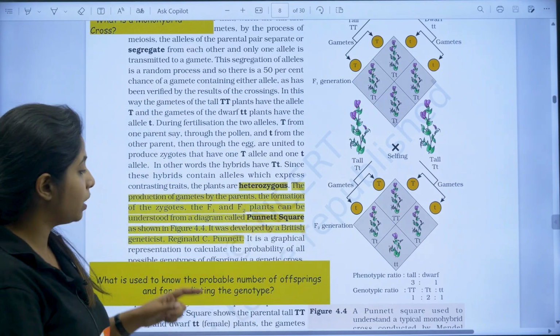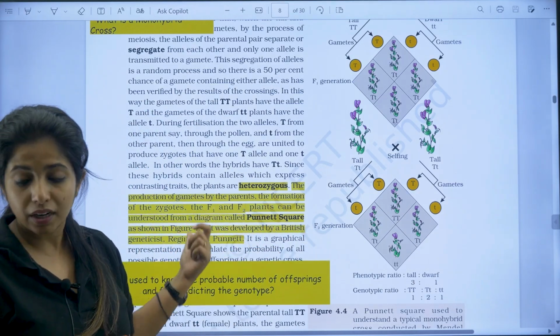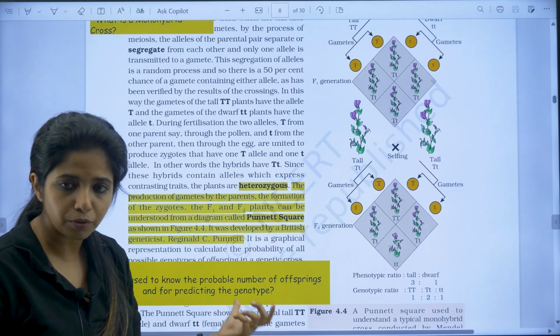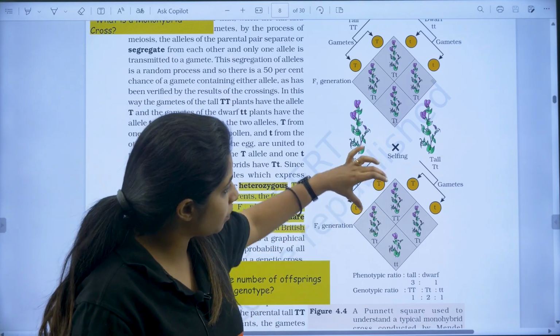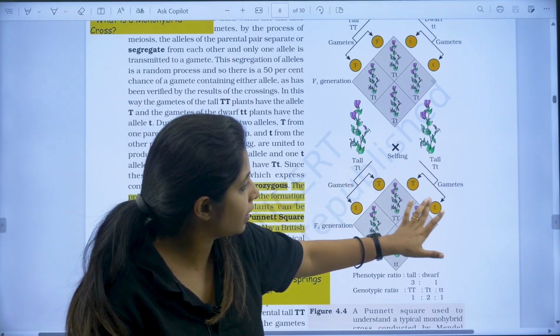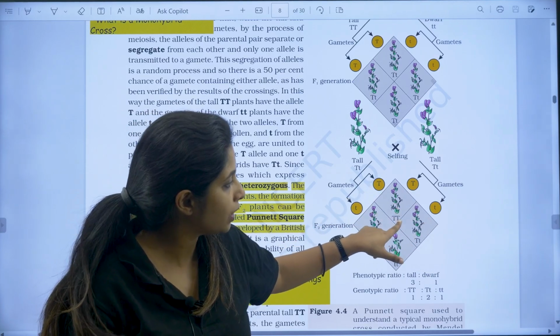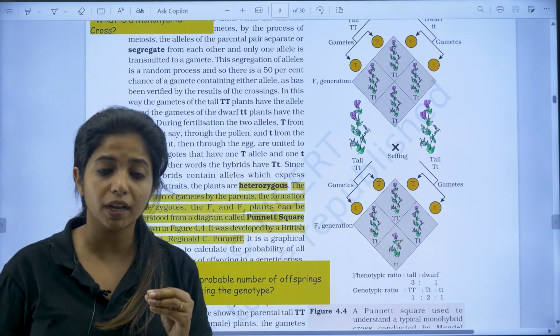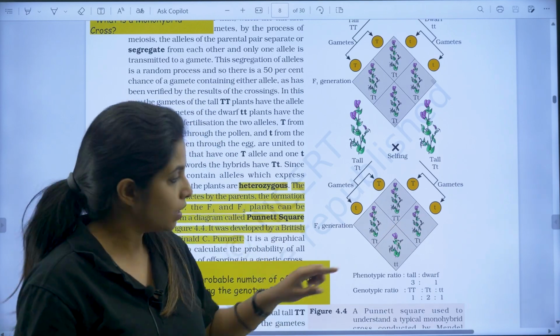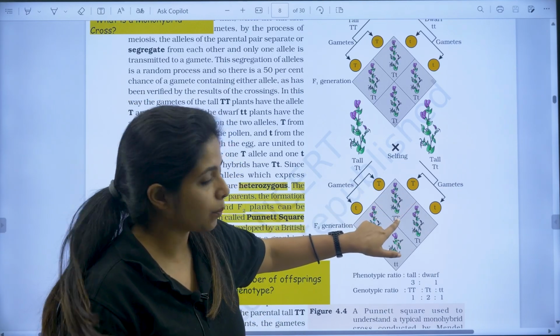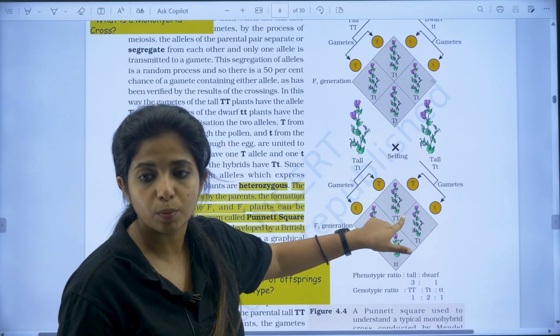Who gave the Punnett square, my dear children? Reginald C. Punnett was the person who gave the Punnett square. Now over here the gametes are put on this side, other gametes are put on that side. They are made to fuse. With the help of this, what do you get? You get to know the genotype. What do you mean by genotype? The genetic makeup of an organism. So here capital T, capital T fuses, you get capital T, capital T. This is the genotype of this particular plant.